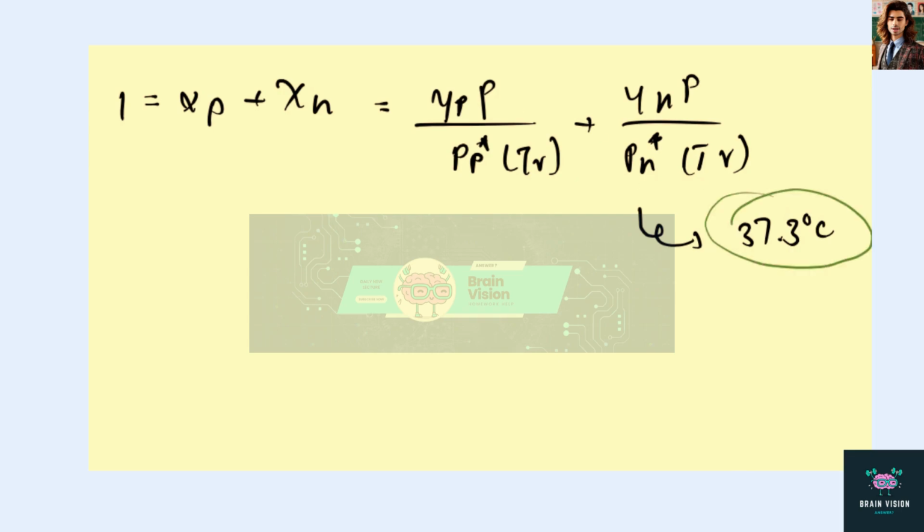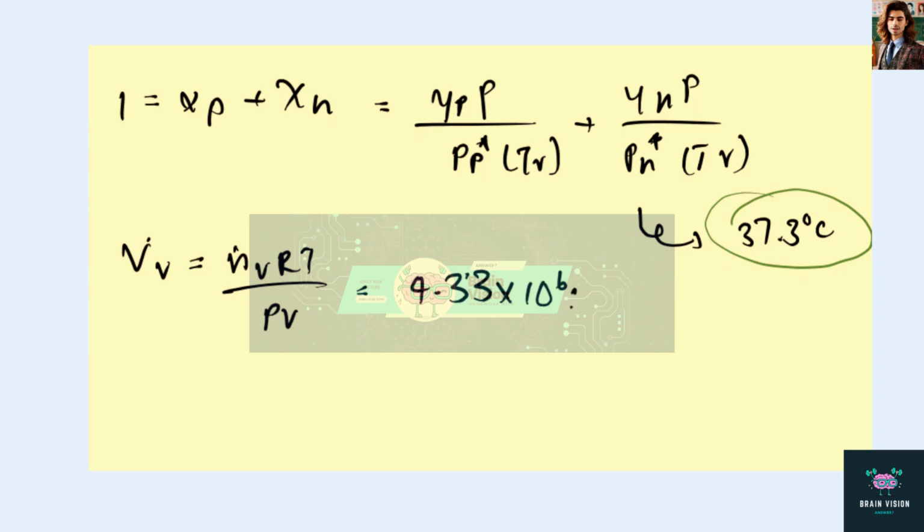Once we've plugged in our values, the next thing we can take a look at is solving for the volumetric flow rate of the vapor out of the top of the column. V is equal to n dot VRT divided by PV. Plug in our values, we get a value of 4.33 times 10 to the 6 litres per hour.